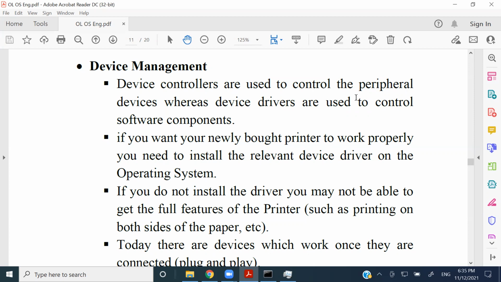And nowadays, if you think about the scenario these days, they have stopped providing driver CDs. Instead, they will mention a particular website on the packaging and ask you to visit that website, give the printer model or the device model, and download the device drivers for that particular device. All right, so these kinds of scenarios are there with devices like printers.